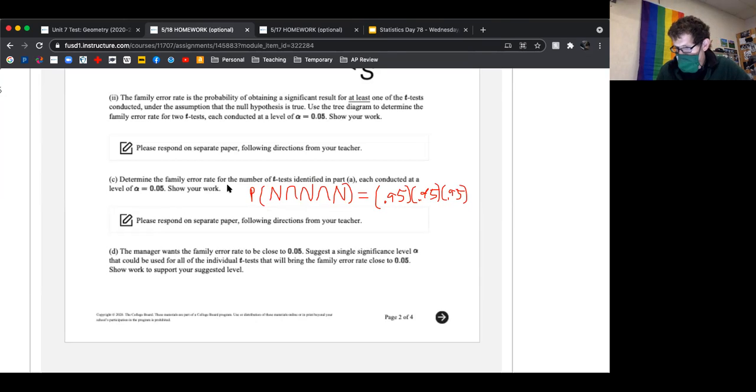All right, I'm just doing that real quick on my calculator. And I get 0.8574. And if I take the complement of that, 1 minus our answer, we get 0.1426 significance level. Is that making sense?